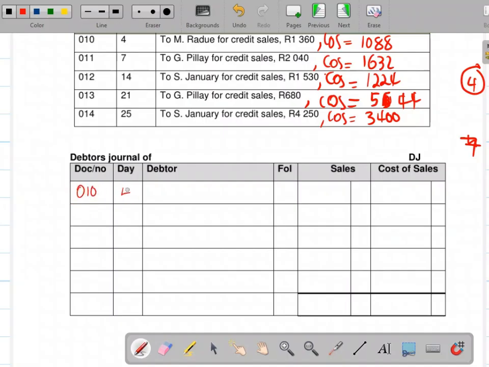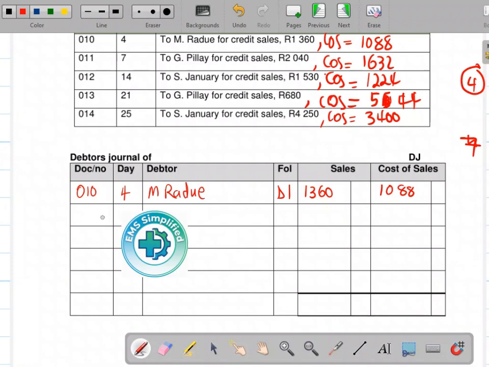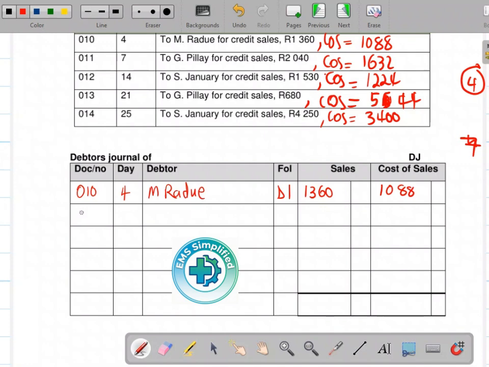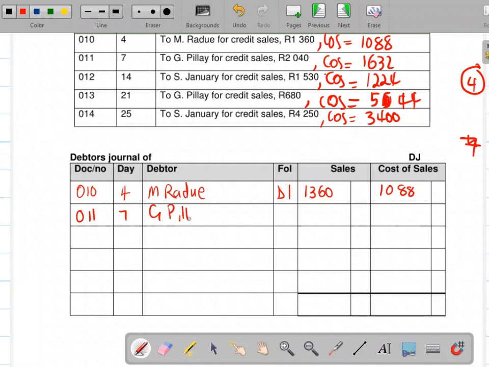The source document is 010 and it's day 4. The debtor is student number 1, assume that the debtor is data about. So the amount for sales is 1,360. Cost of sales is calculated as 1,088. Okay.